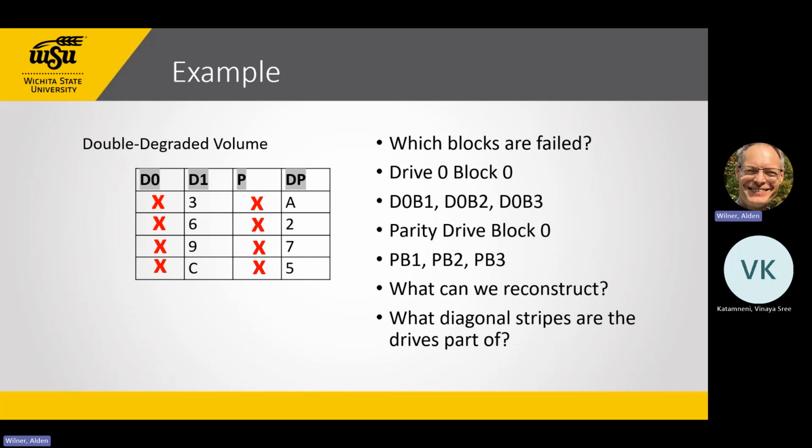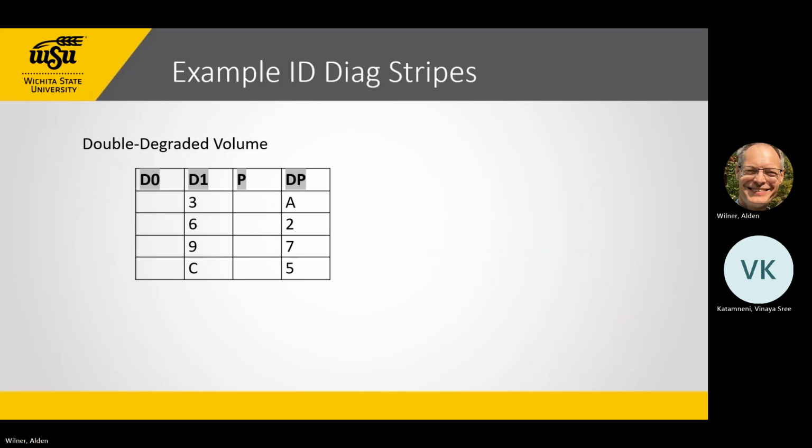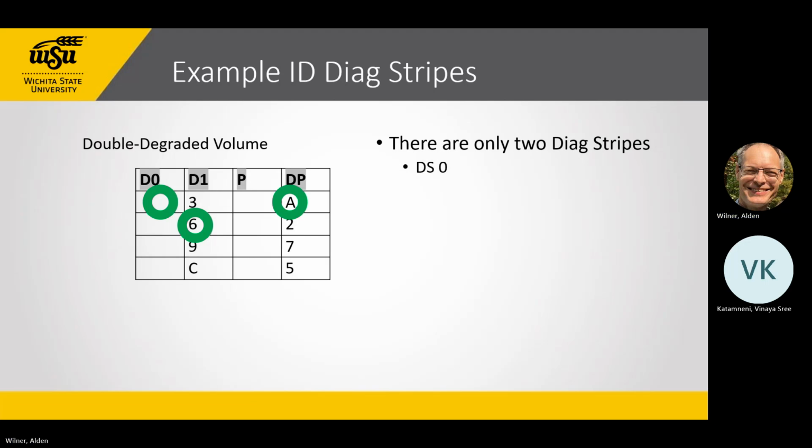Offset 1 is in diagonal stripe 1. Offset 2, what diagonal stripe is that in? Well, the diagonal stripe only has 2 drives, so it only goes from here to here and here to here. There are only 2 diagonal stripes in here. There's diagonal stripe 0: 0 minus 0 is 0, 1 minus 1 is 0, and then block 0. And the other diagonal stripe is diagonal stripe 1: 1 minus 0, 2 minus 1, and block 2.